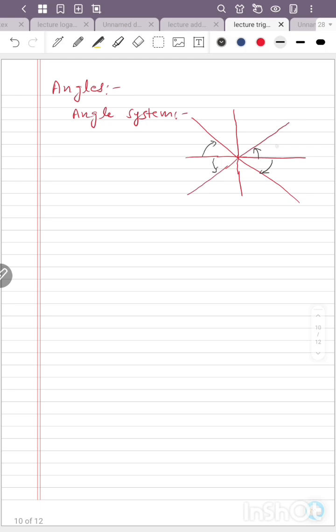Here you can write theta, and here you write pi minus theta, and in the third quadrant it will be pi plus theta, and in the fourth quadrant it will be 2 pi minus theta. Okay dear friend, hopefully you can understand the angle quadrant system. We have to solve some questions of the quadrant system.